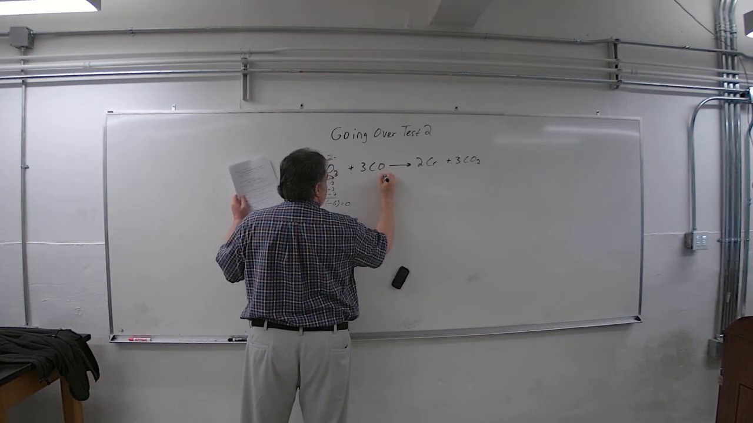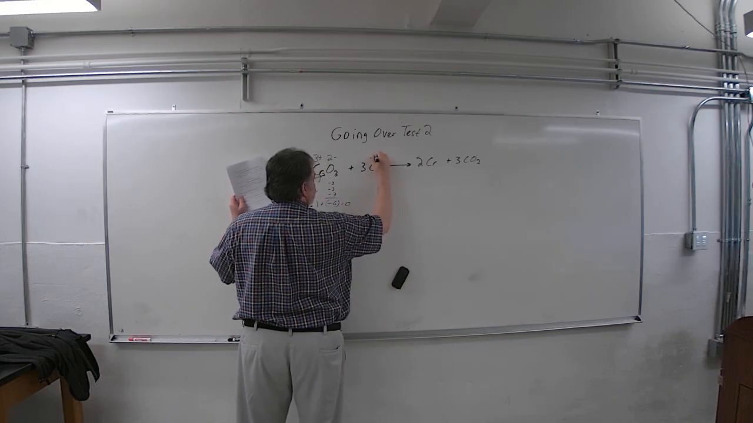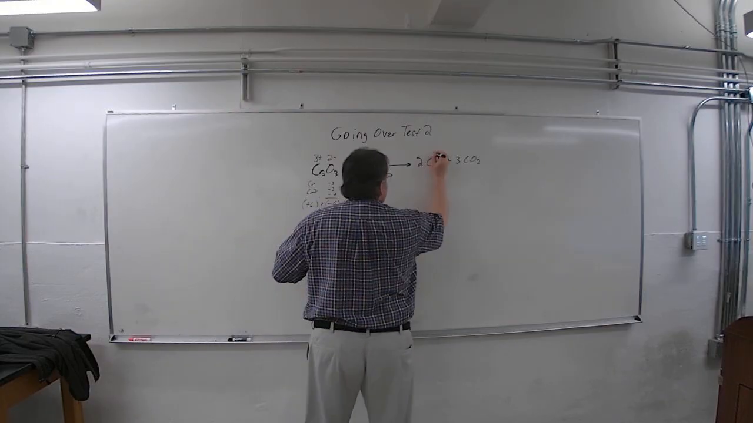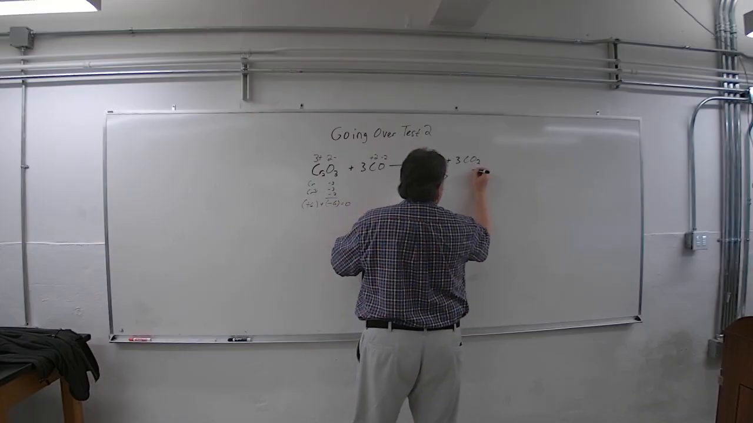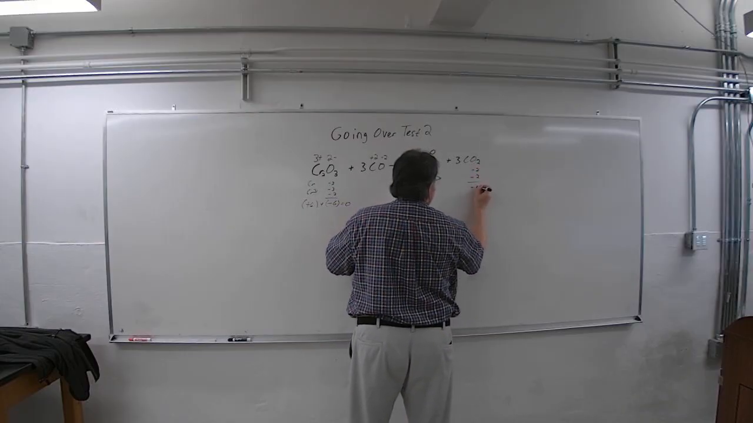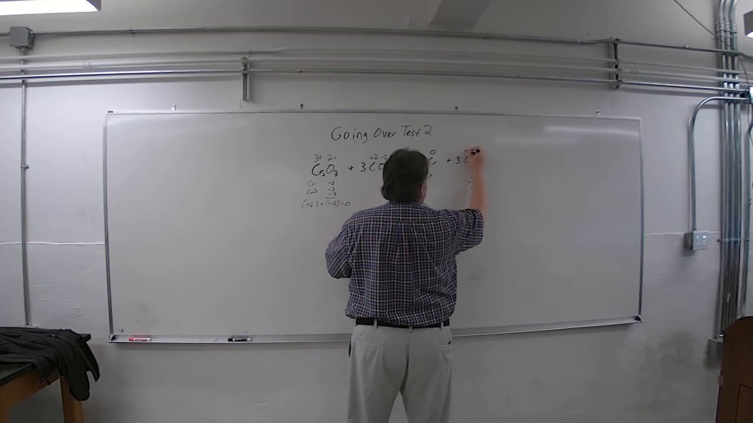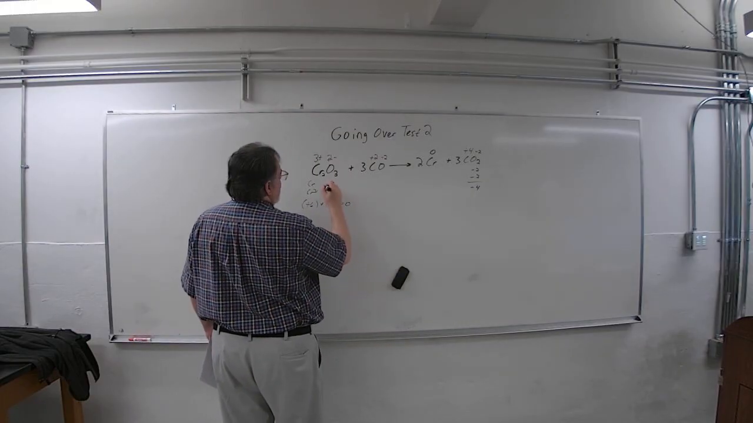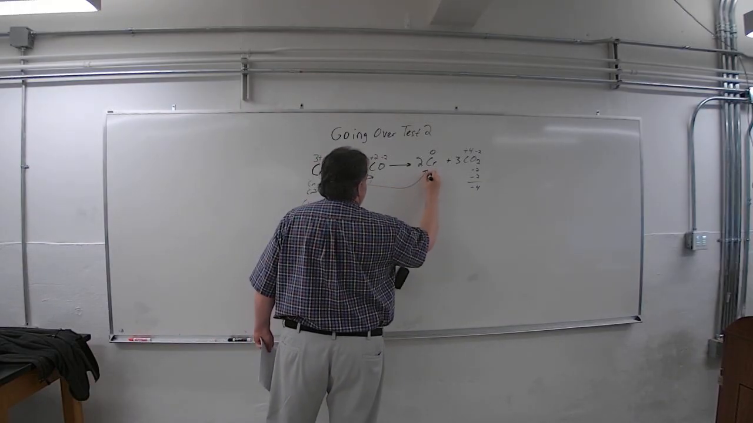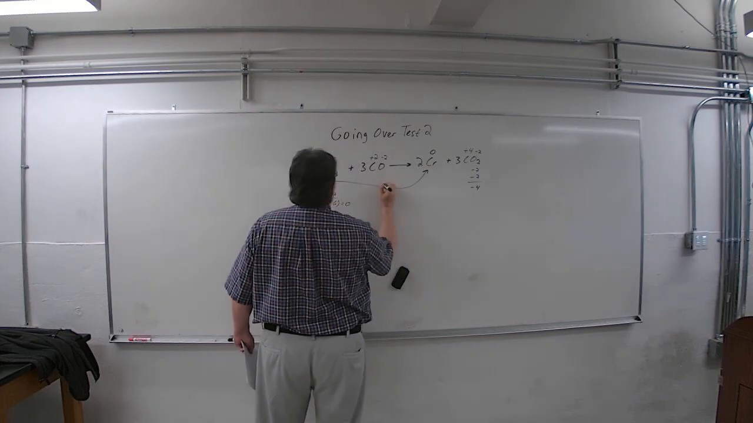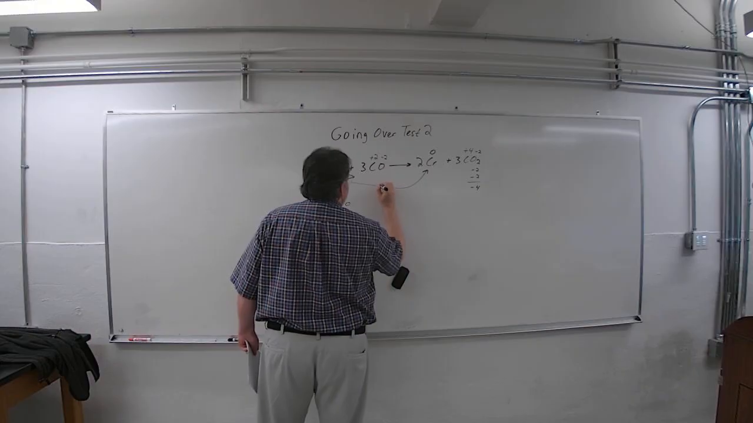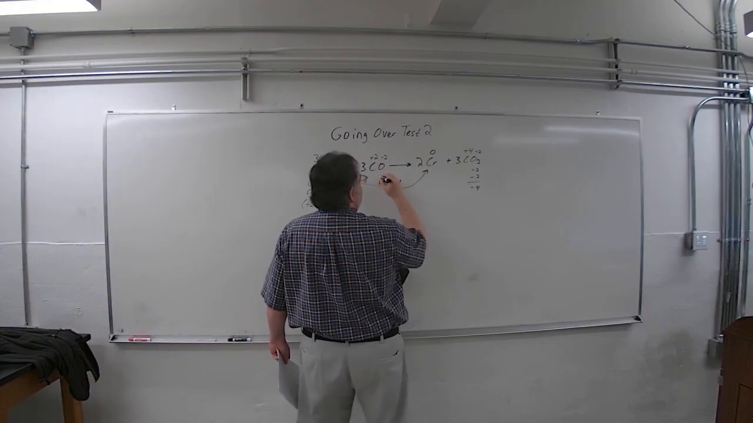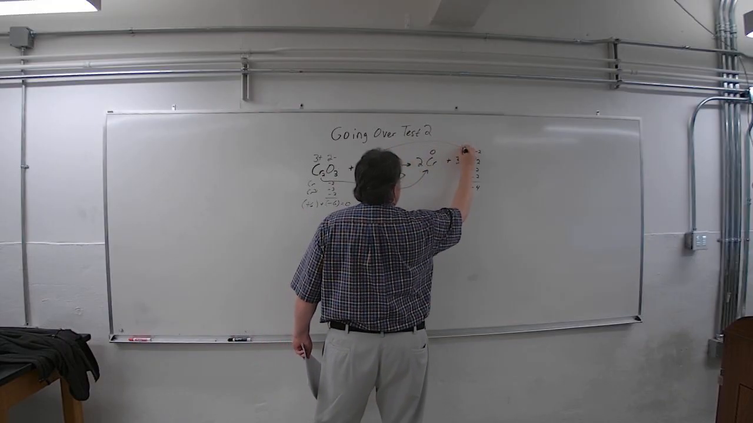Here oxygen is -2, so carbon has to be +2. Here Cr is 0 because it's elemental. -2, -2, -4. So carbon has to be +4. So in this case, chromium goes from 3 down to 0. So that is gaining electrons, so that's reduced. And carbon is losing electrons.